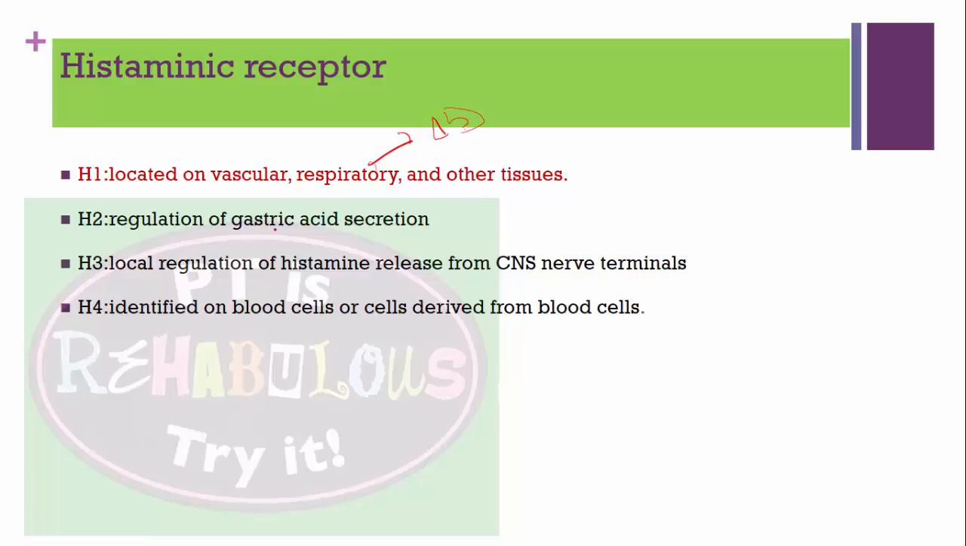H2 receptors are located in the stomach and are involved in gastric acid secretion. They maintain gastric acid regulation and secretion. H3 is helpful for local regulation of histamine release from the CNS. And H4 is identified in your blood cells or cells derived from blood cells. So for us right now, only the H1 receptor is important, because it is located on vascular and respiratory or other tissues.